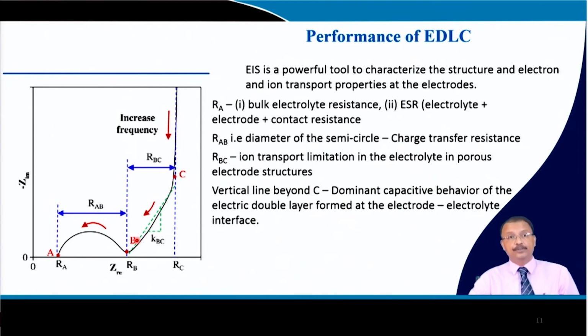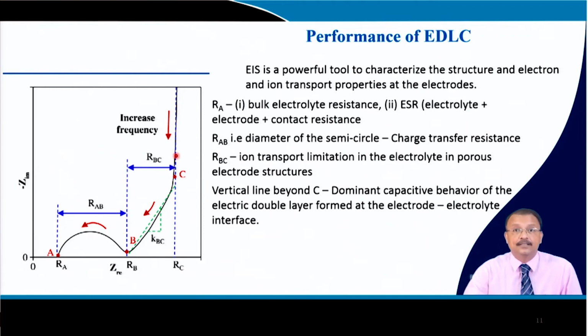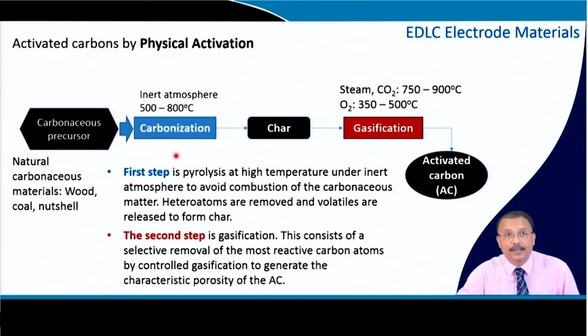So, that will contribute to this BC, and this vertical line is very characteristic of the EDLC material. So, that is a dominant capacitive behavior of the double layer formation at the electrode electrolyte interface. That is an indication of a very fast process, and this vertical line basically tells you about the formation of the EDLC. So, you can get this value to get the idea from the mechanistic point of view of how the EDLC type of material works.